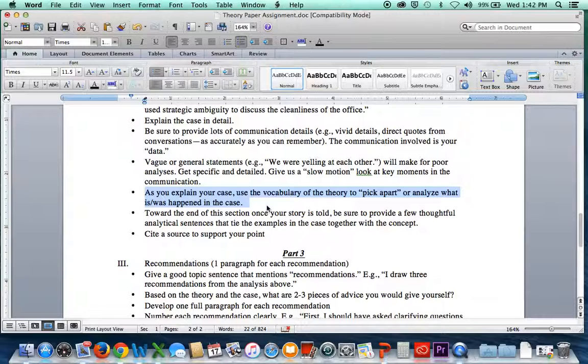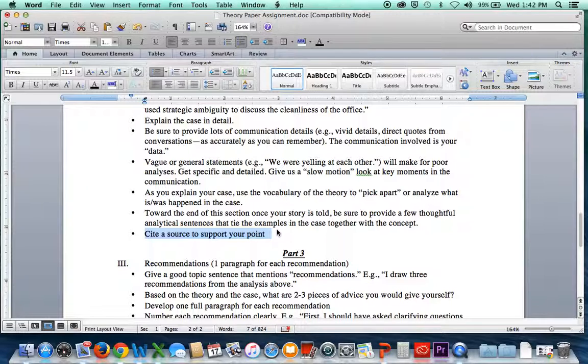And then toward the end of this section, as your story is starting to wrap up, you have to really nail it down with a concept. A few thoughtful, analytical sentences that tie this example and the case together with the concept in a really direct way. Even though you've already been talking about the situation with the vocabulary of the concept, here you want to tease it out a little bit and cite a source to support your point. So pull a quote from the book, author, page number, use quotation marks that help support what you're saying and help you make your point.